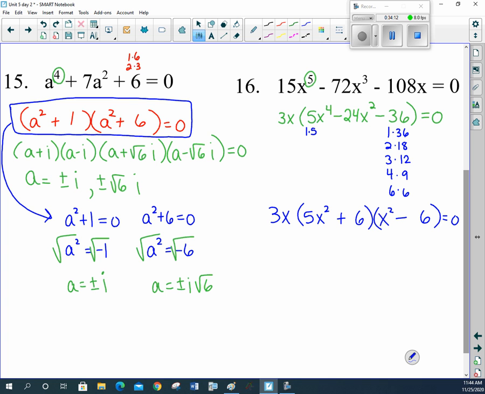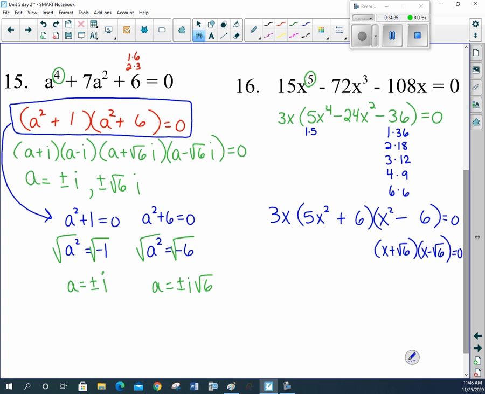Okay, because it was an x to the 4th. All right, so now this one right here, x squared minus 6, I could factor that one as a difference of squares, x plus root 6, x minus root 6. I could do that one. That one's not too hard. I don't know that I really want to do 5x squared plus 6 as a sum of squares and do square roots on both ends.